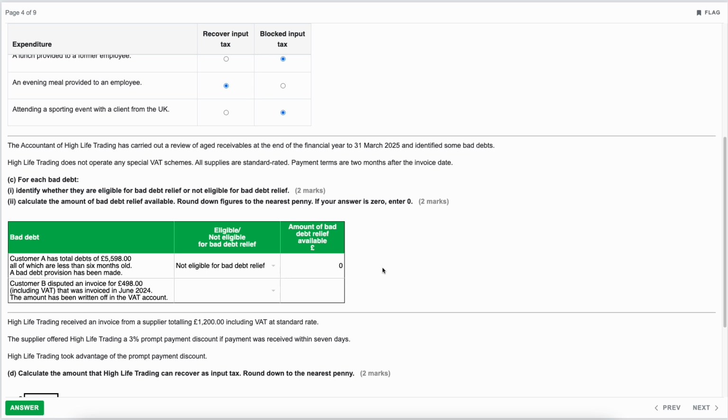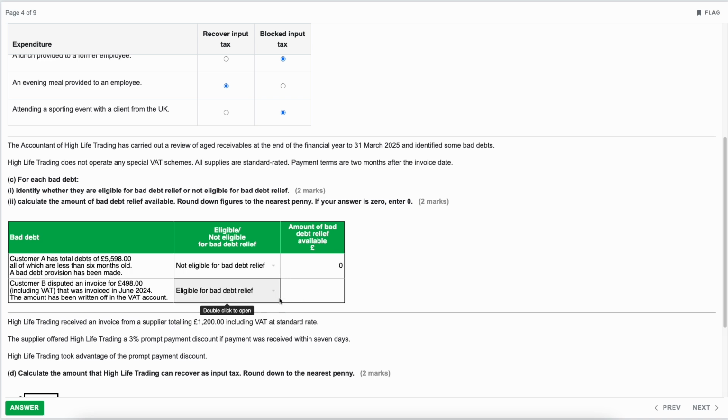Let's have a look at the next one then. So customer B disputed an invoice for £498, including VAT, that was invoiced in June 2024. Now we are at the 31st of March 2025. So they are beyond the 6 months overdue. So that's the first tick. And then it states here the amount has been written off in the VAT account.